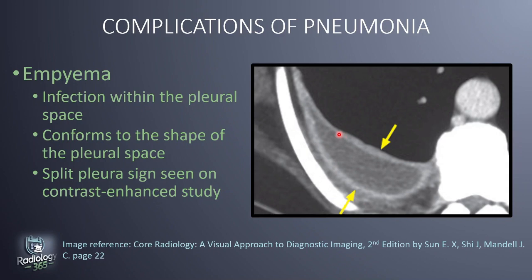There's enhancement of the thickened visceral pleura and the parietal pleura, which encase a pleural fluid collection here. The split pleural sign is seen in the majority of exudative effusions, although it's not specific. Similar findings can be seen in malignant effusion, mesothelioma, fibrothorax, and even after talc pleurodesis.